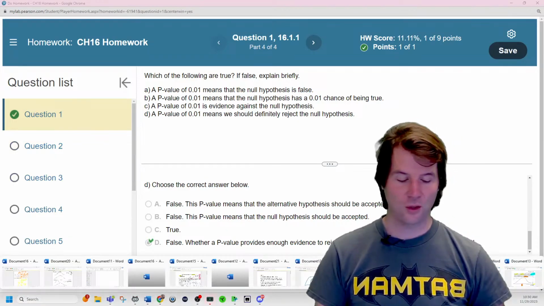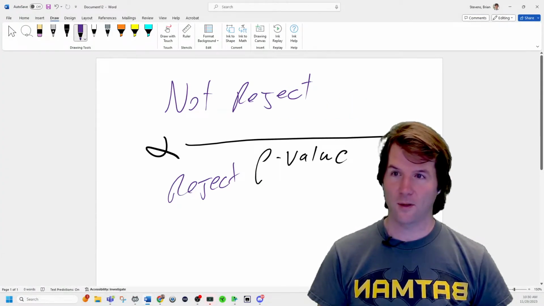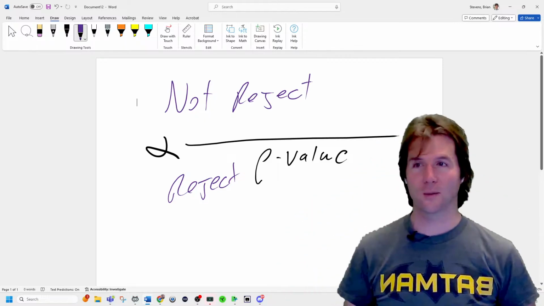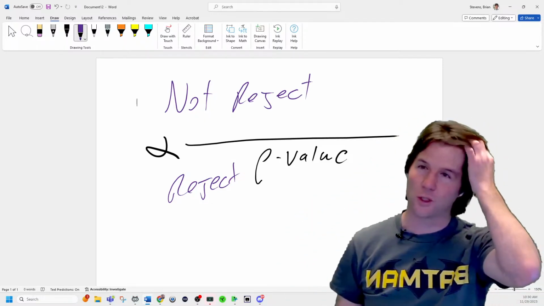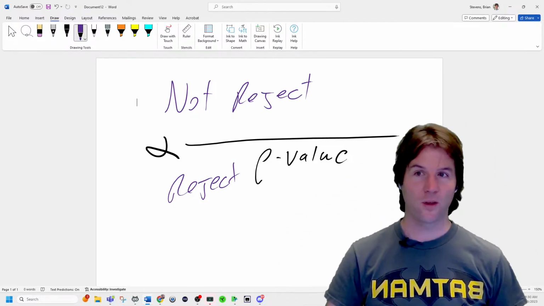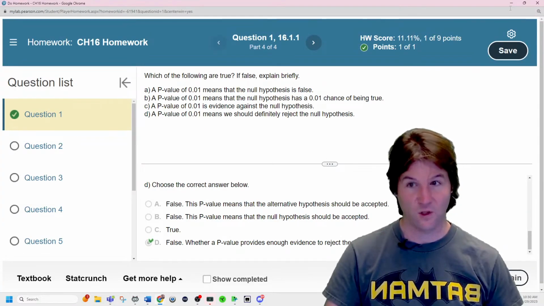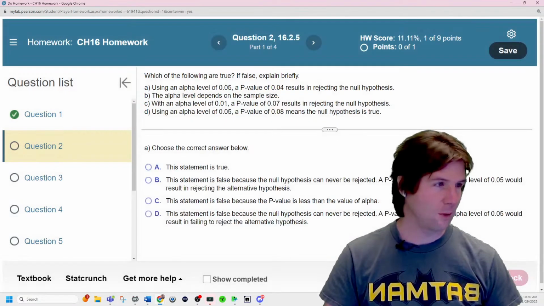Make sure to listen to what we said right here, with the alpha level being the point at which you reject. That's what you want to make sure to understand with concepts like this: alpha is the point at which you reject. And you would say the lower the p-value, the more evidence you have. And when do you have sufficient evidence? When p-value is less than alpha. Reject the null.